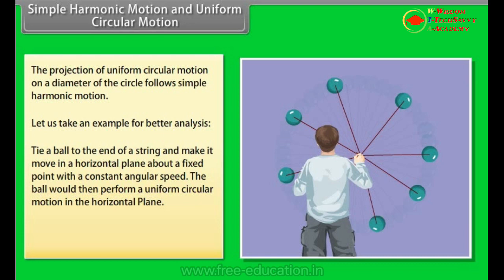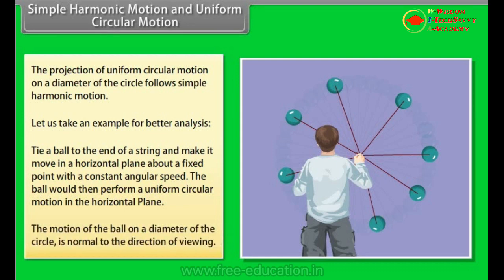You could alternatively observe the shadow of the ball on a wall, which is perpendicular to the plane of the circle. In this process, what we are observing is the motion of the ball on a diameter of the circle normal to the direction of view.